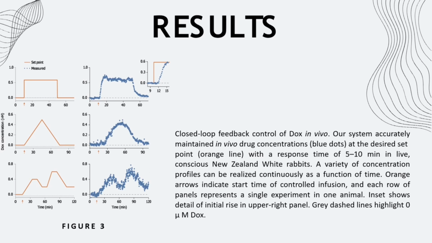Orange arrows indicate the start time of control infusion, and each row of panels represents a single experiment in one animal. The inset shows detail of the initial rise in the upper right panel. The gray dashed line highlights 0 micromolar dogs.